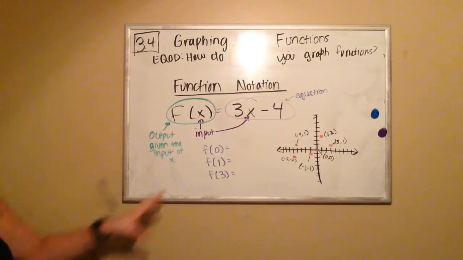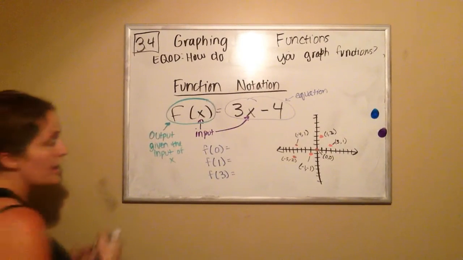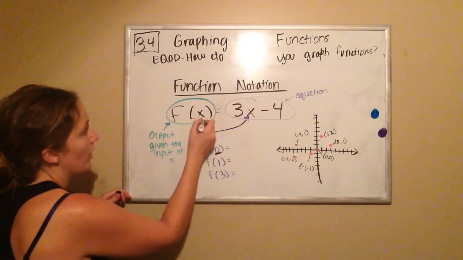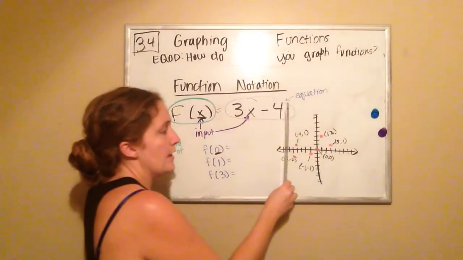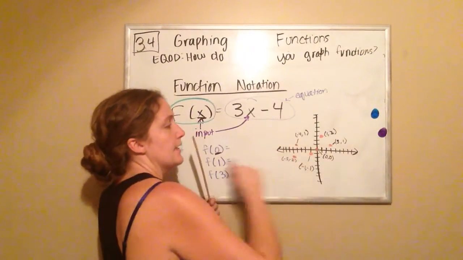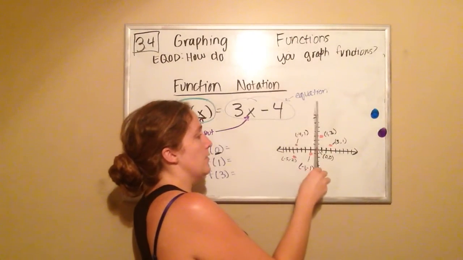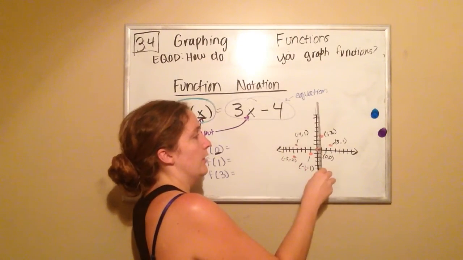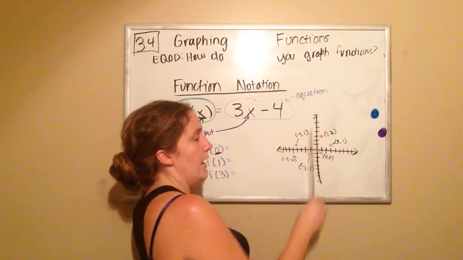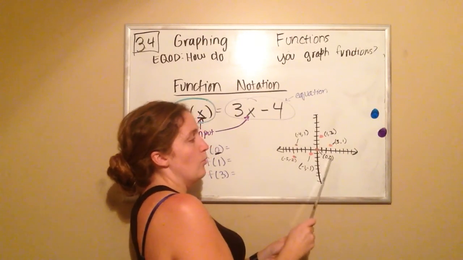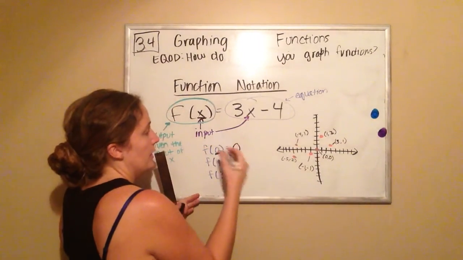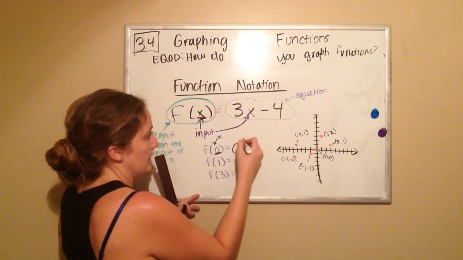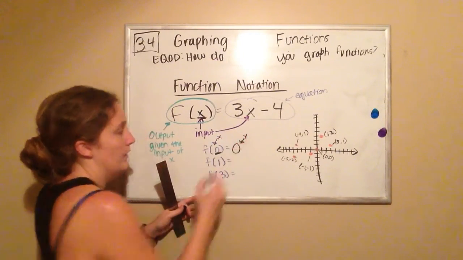So f of 0, if we look at f of 0, it's saying that our x value is 0. So we're going to look along our graph and think, when is our x value 0? So our x-axis is horizontal. It is 0 right there. That's our x value of 0. Okay? And what point lies on that line? 0, 0. So what is the y value at that point? 0. So this is the x. This is the y.